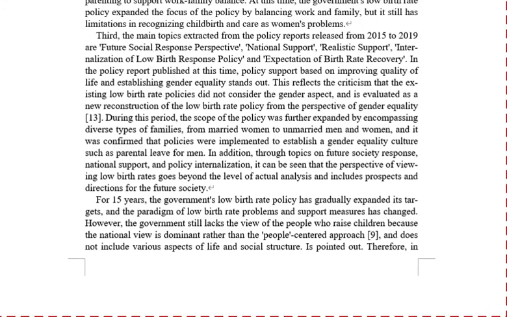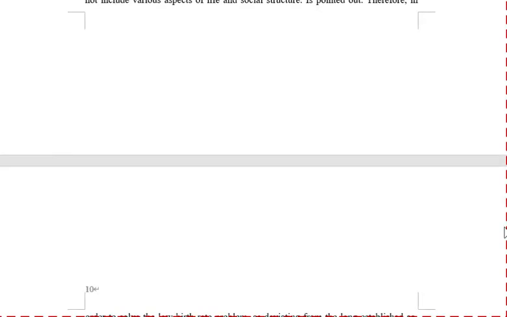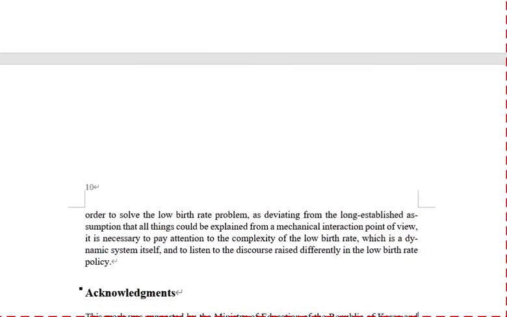For 15 years, the government's low birth rate policy has gradually expanded its targets, and the paradigm of low birth rate problems and support measures has changed. However, the government still lacks the view of the people who raise children, because the national view is dominant rather than the people-centered approach, and does not include the various aspects of life and social structure. This is pointed out.